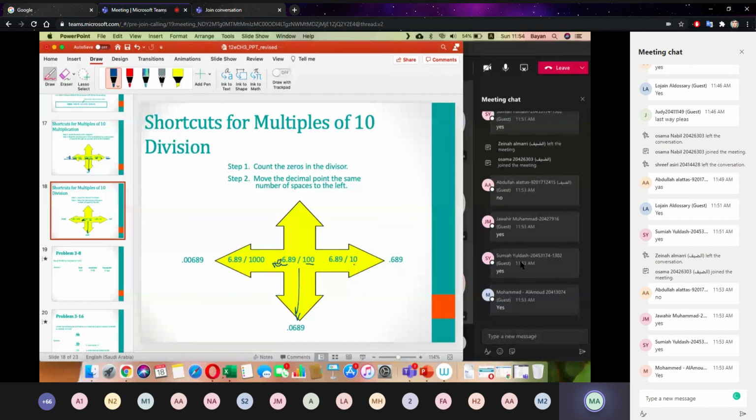We move the decimal 1 unit to the left. So it will be 0.689. Here we have 1000. So you move it 3 units to the left. So you add 2 zeros. So it will be 0.00689. So if we divide, we move the decimal point to the left. If you multiply, you move the decimal point to the right. Clear? Clear, everyone?